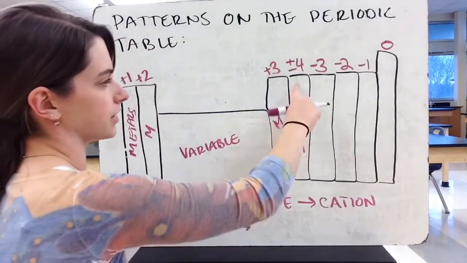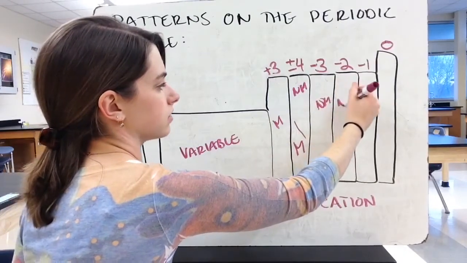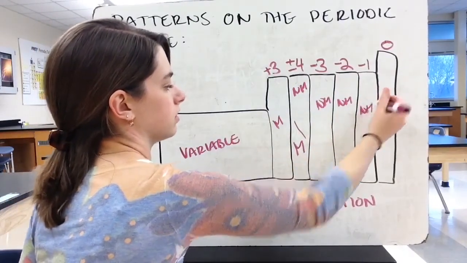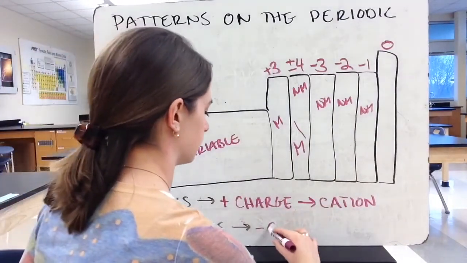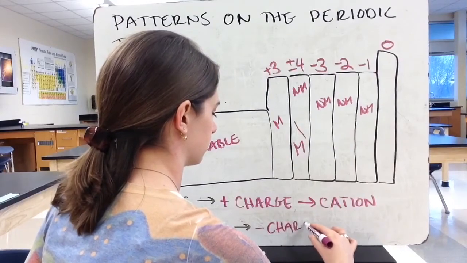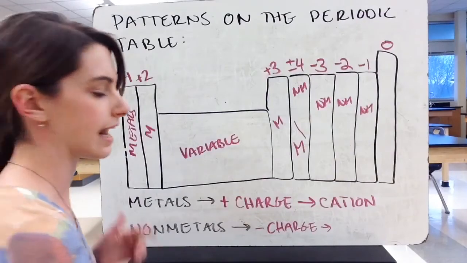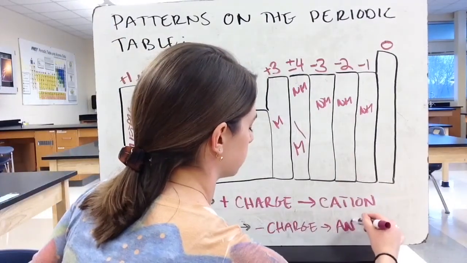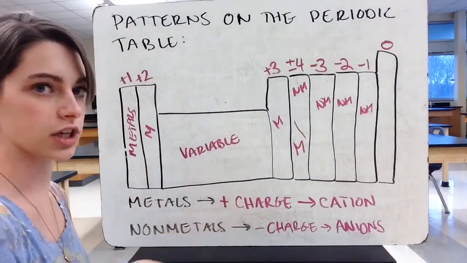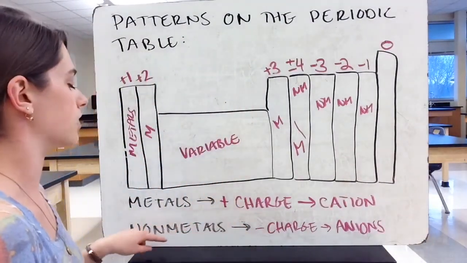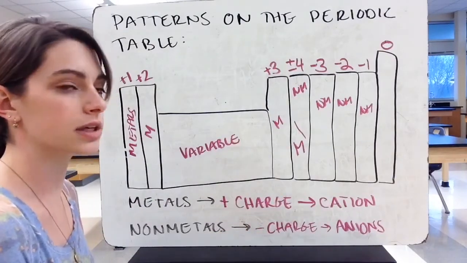Our nonmetals, on the other hand, everything over here, so these are nonmetals, nonmetals. All of our nonmetals have negative charges. And we call those things with negative charges anions. So our metals always form positive charges. They give up their electrons. Our nonmetals always have negative charges because they accept electrons. And that's how we look at ionic bonding.